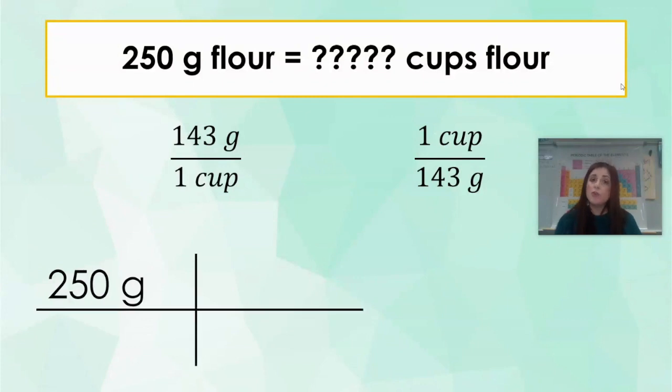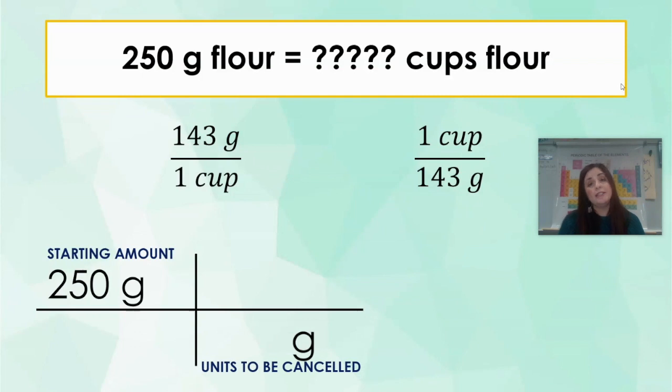So we're going to set up the crosshair just like before. And whatever unit is on top, I'm going to bring down to the lower right-hand corner, I'm sorry. And that's because we want to mathematically cancel those units of grams out. That unit is the unit to be canceled. The unit that goes on top is the desired unit. So I want to convert this to cups. I'm going to put cups on top.